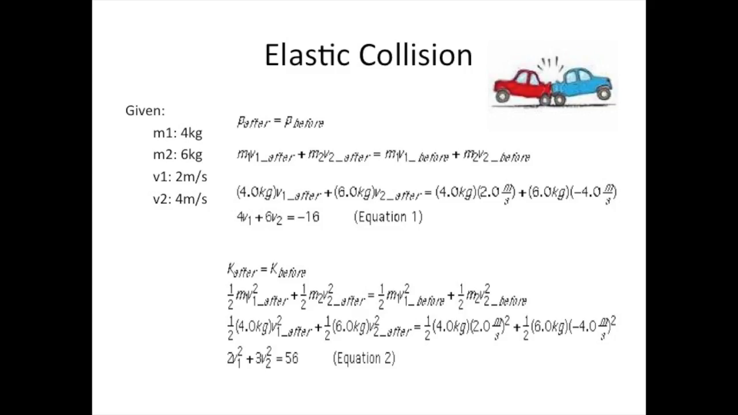First, to solve this problem, we must use conservation of momentum, which states that momentum final is equal to momentum initial. Knowing that P equals mv, we can derive the equation M1 times V1 final plus M2 times V2 final equals M1 V1 initial plus M2 V2 initial. We plug in what we are given. We are left with two unknowns, V1 final and V2 final.